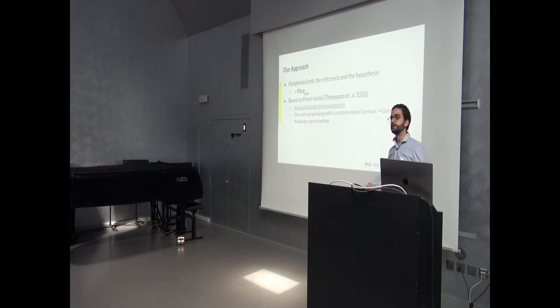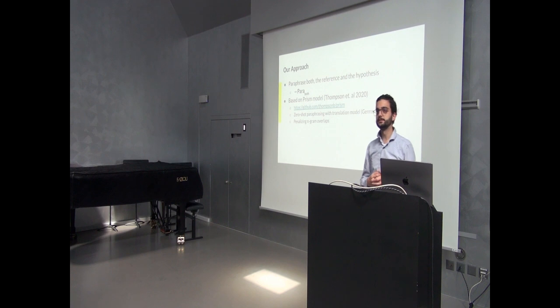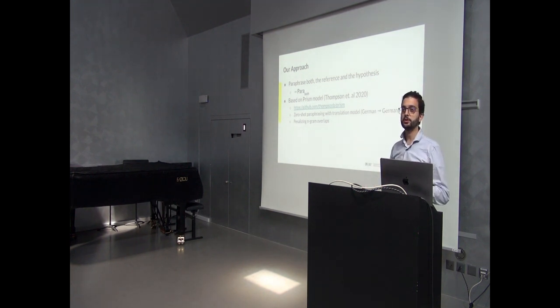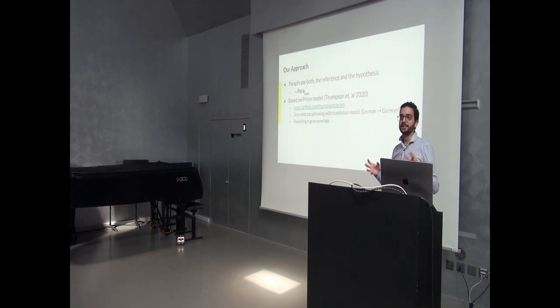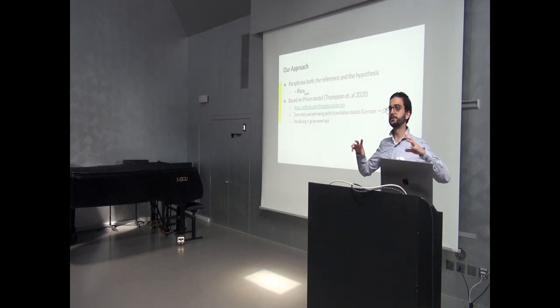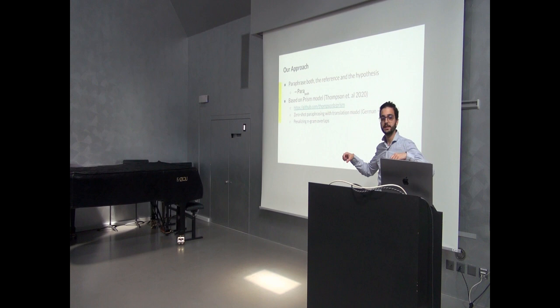Our approach is a little bit different and is denoted as ParaBLEU, because we not only paraphrase the reference sentences and augment them with new paraphrased versions, but we also paraphrase the hypothesis, so the model output. We use the PRISM model for this as a paraphrasing model, a model which basically never learned to paraphrase explicitly, but in this case we use the model to translate German to German and penalize n-gram overlaps.